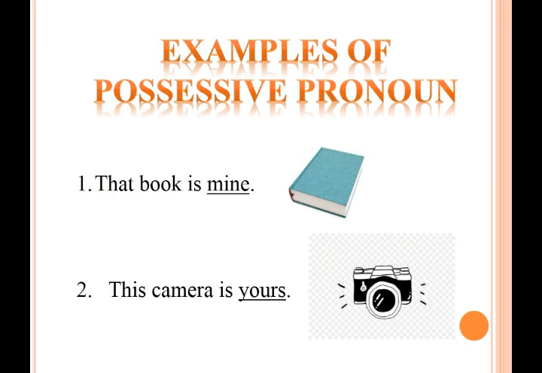Let's see some examples. That book is mine. Another example. This camera is yours. So, mine and yours are possessive pronouns. So that was all about pronouns and its kinds.